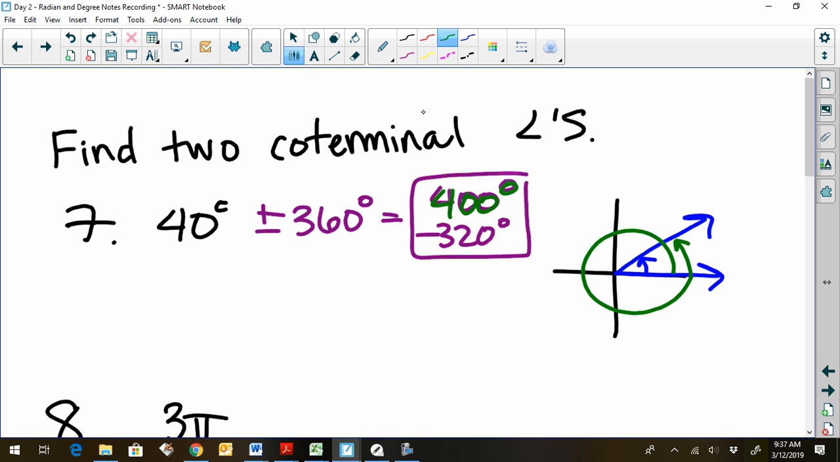In pink here, I'll put the negative 320. So negative, remember, we're going to go downwards. And then we're at 270 here, so we're at 320 there. Okay, so coterminal sides, they have the initial side and the terminal side in the same position. We use them to help us answer various questions.